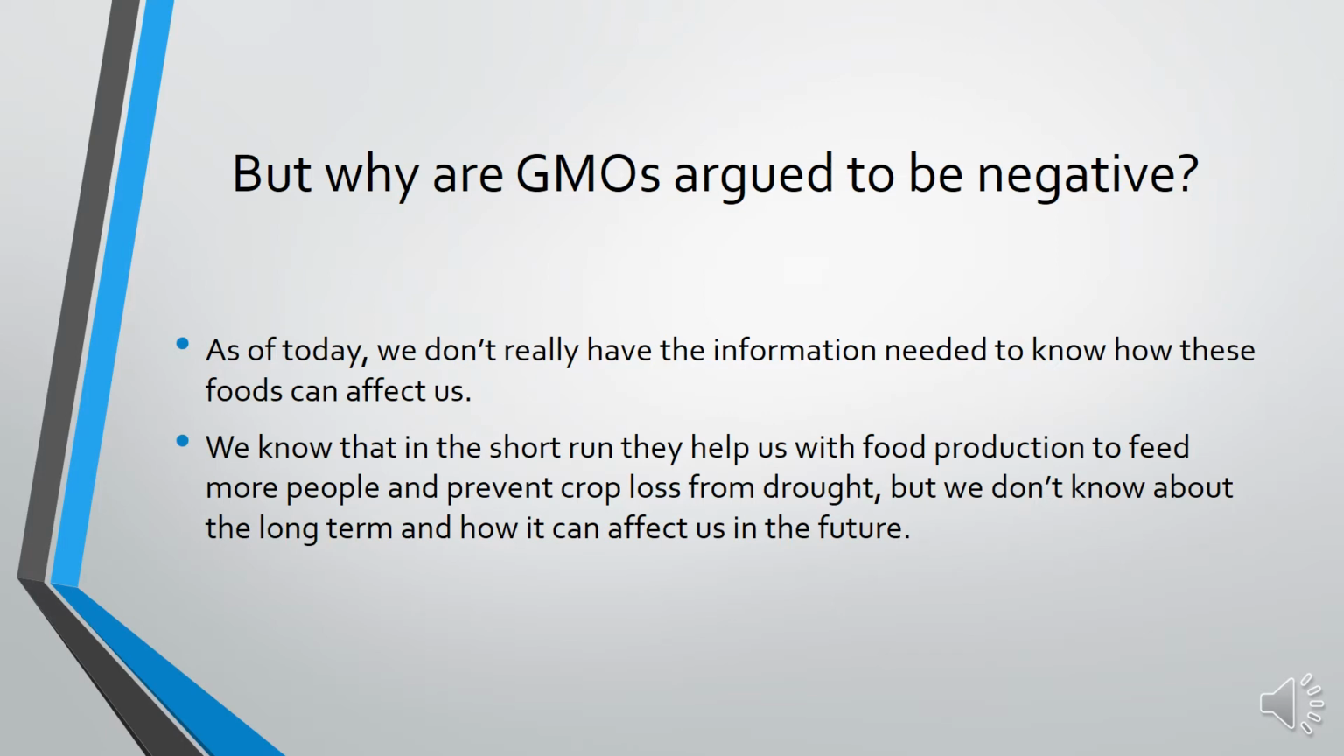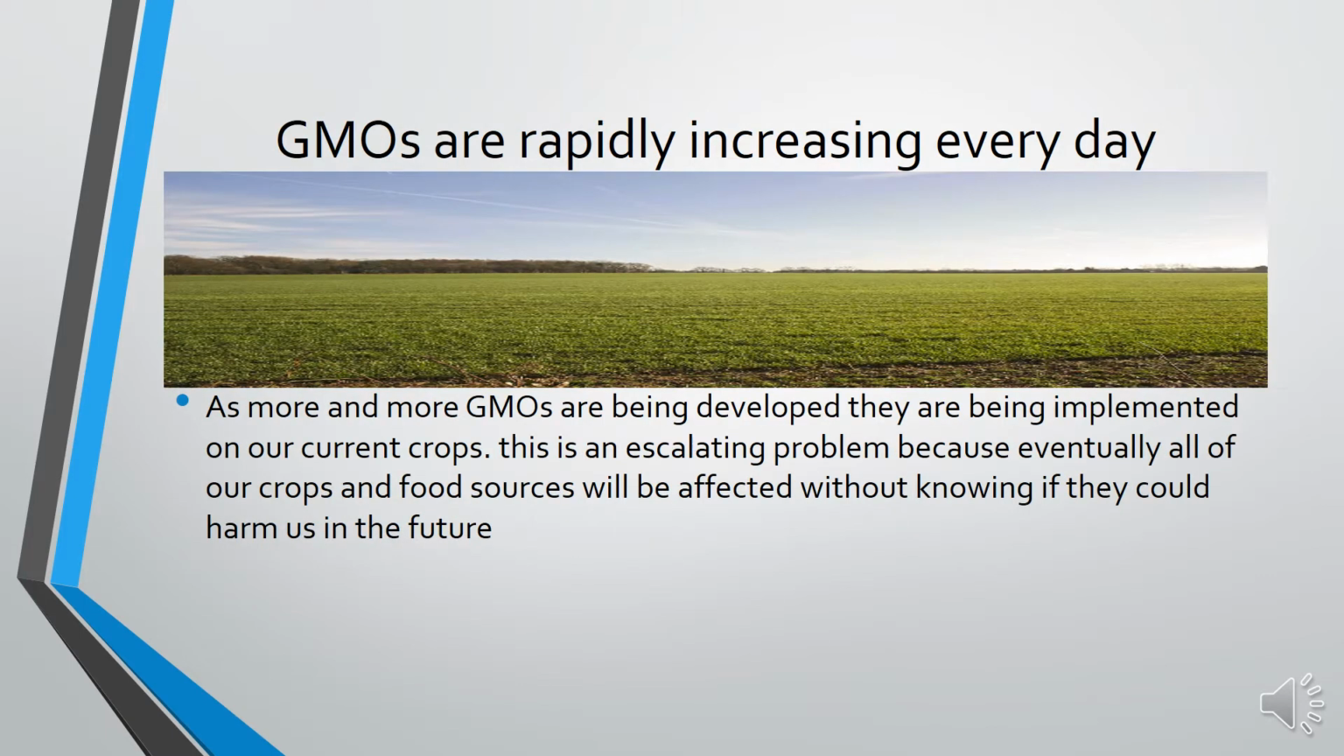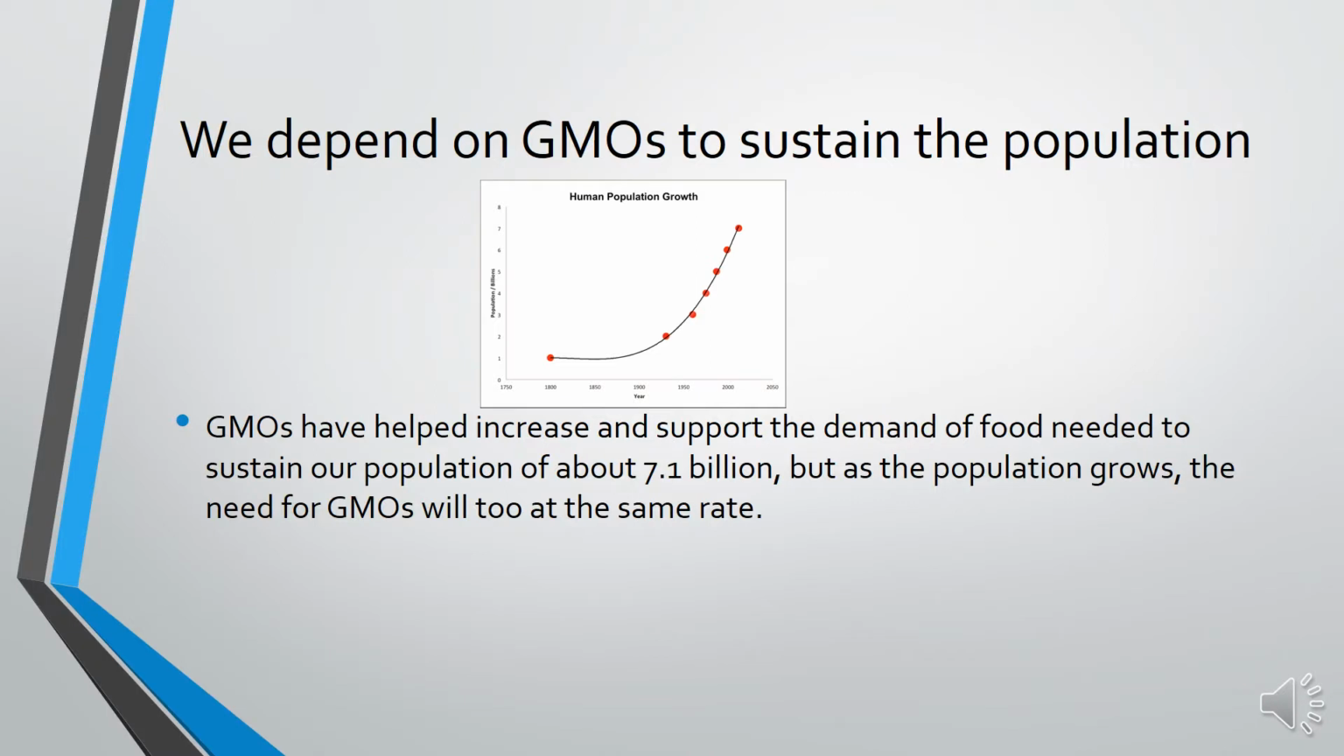But why are GMOs argued to be negative? As of today, we don't really have the information needed to know how these foods can affect us. We know that in the short run, they help us with food production to feed more people and prevent crop loss from drought, but we don't know about the long term and how it can affect us in the future. As more and more GMOs are being developed, they are being implemented on our current crops. This is an escalating problem because eventually, all of our crops and food sources will be affected without knowing if they could harm us in the future.